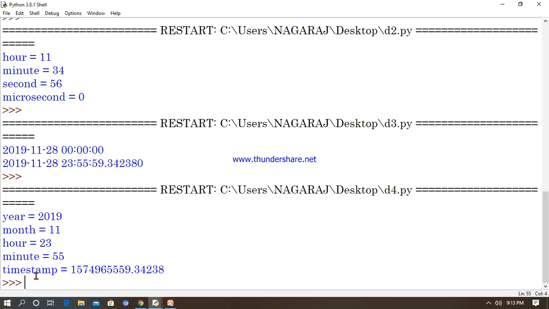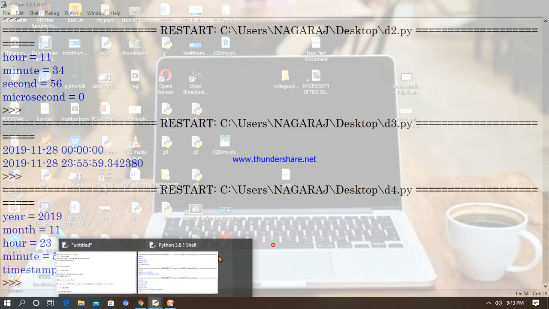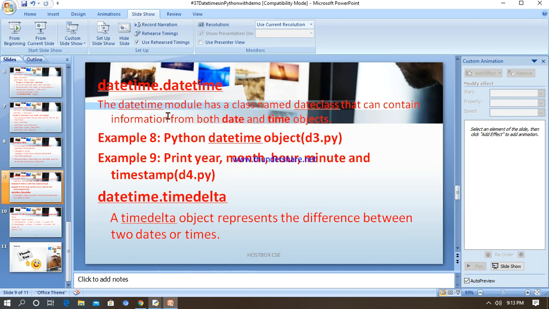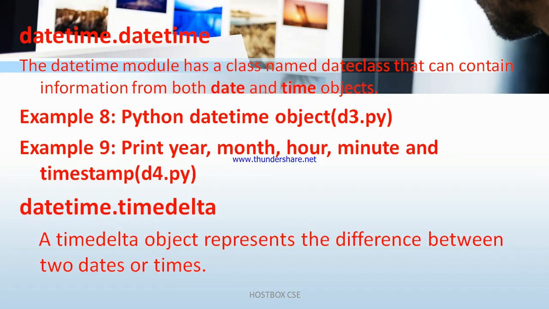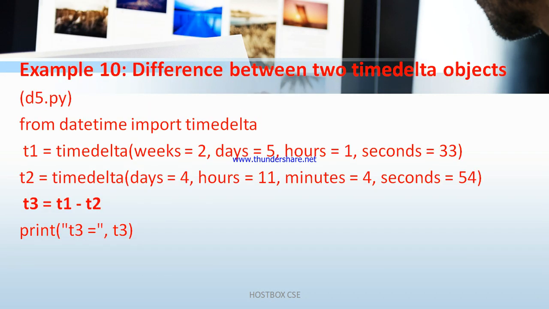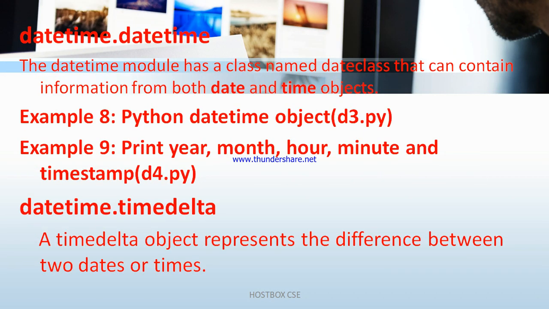Yeah, successfully executed. So what is the information given? It prints hour, minute and timestamp. It prints some information; the object value has some reference, some value it prints. It will vary based on Python IDE. Go back to the presentation. Let's go for the last example here.